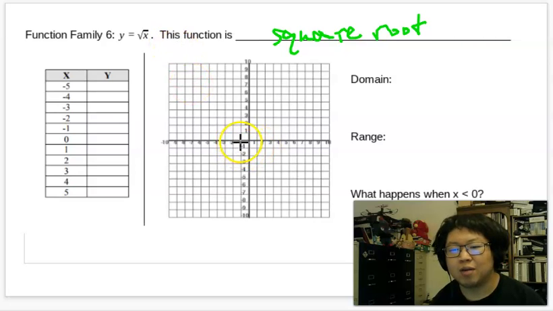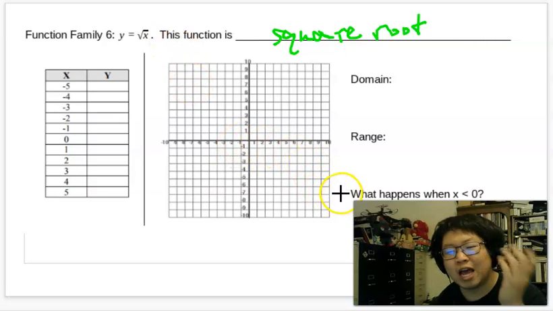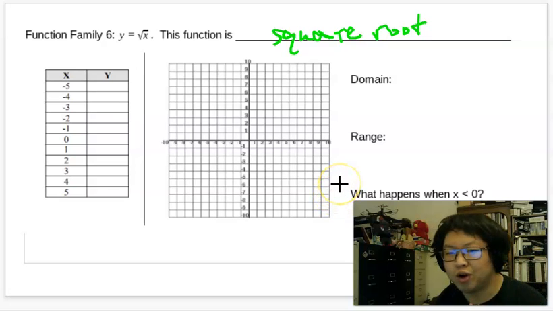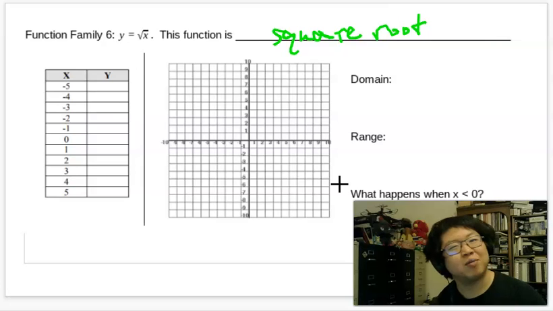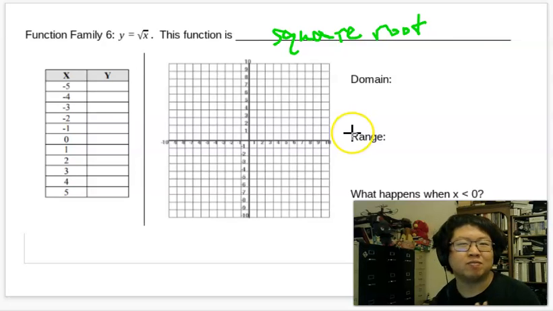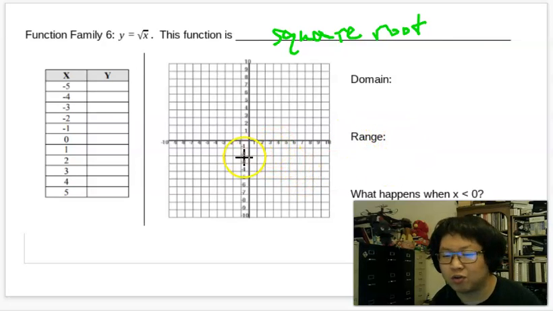And the new question to think about here is what happens if x is less than 0? Well, if it's less than 0, that means x is negative, right? Negative numbers cannot have a square root. It's simply not possible. That's where we go into imaginary numbers, which you might talk about later. But right now, we know that negative numbers don't have a square root. So when you draw the graph here, you do have a point at 0, 0, because the square root of 0 is 0, right?